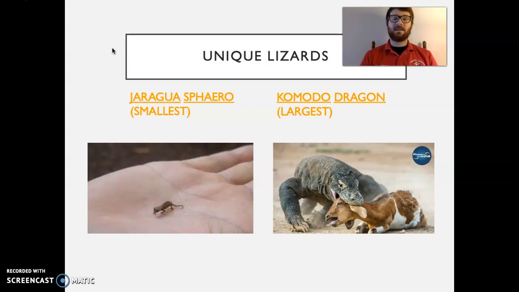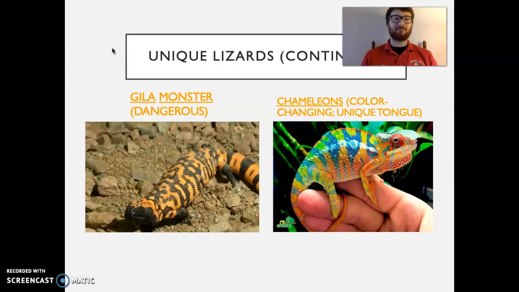The Komodo dragon is the largest, as you can see. That Komodo dragon is capturing a goat, biting its head, crushing it between its fangs. It's a large lizard, and they're said to move quite quickly. Very cool. You should look up some pictures sometime.